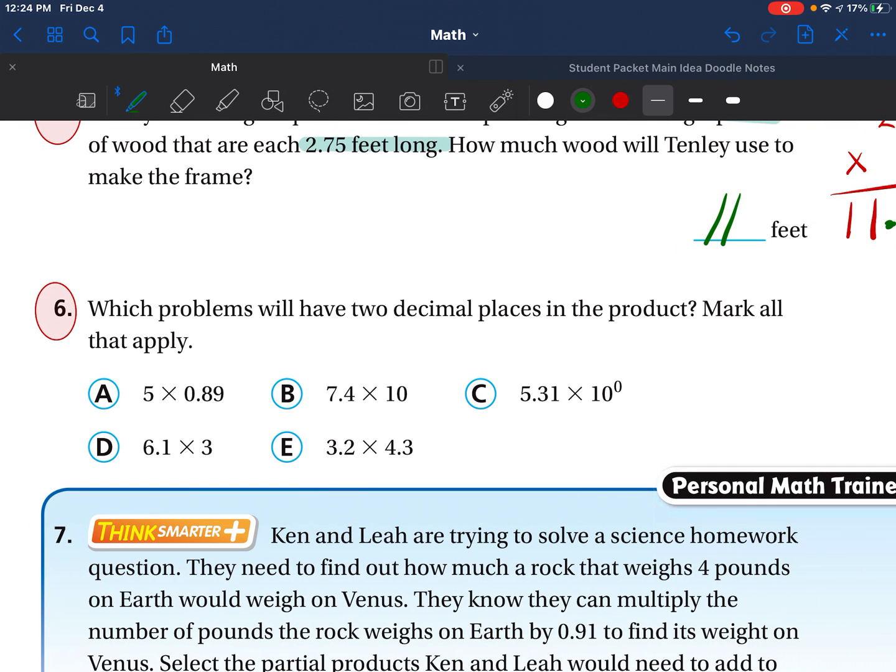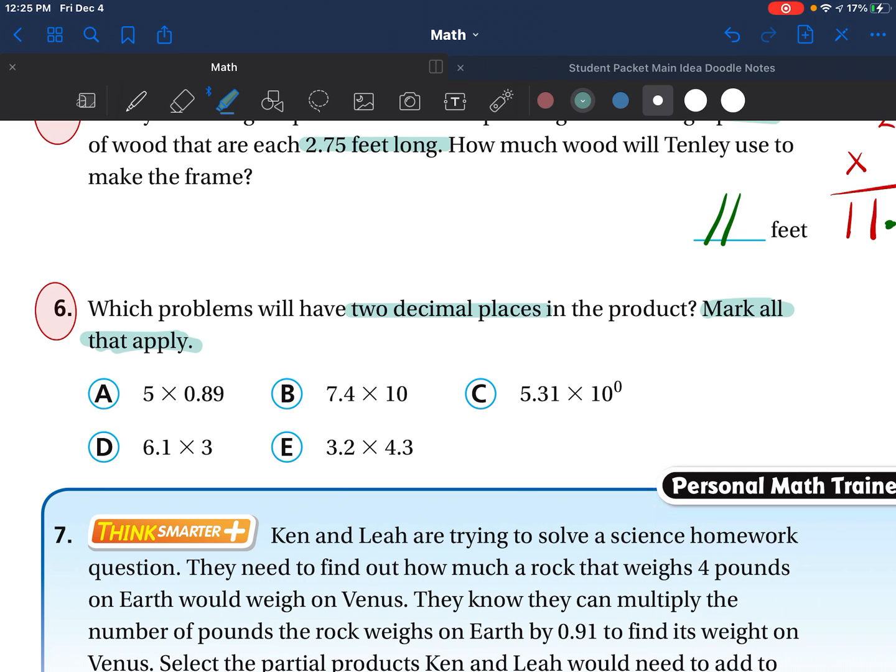All right, number 6. Which problems will have 2 decimal places in the product? So in the answer, mark all that apply. So that means we're going to have more than one answer for this, and you get a point for every one that you get correct. So do I actually have to go through and solve all of these problems to answer this question? No, you absolutely don't, because remember, you don't place your decimal until the very, very end, and you do it based off of how many decimal places are in your factors.